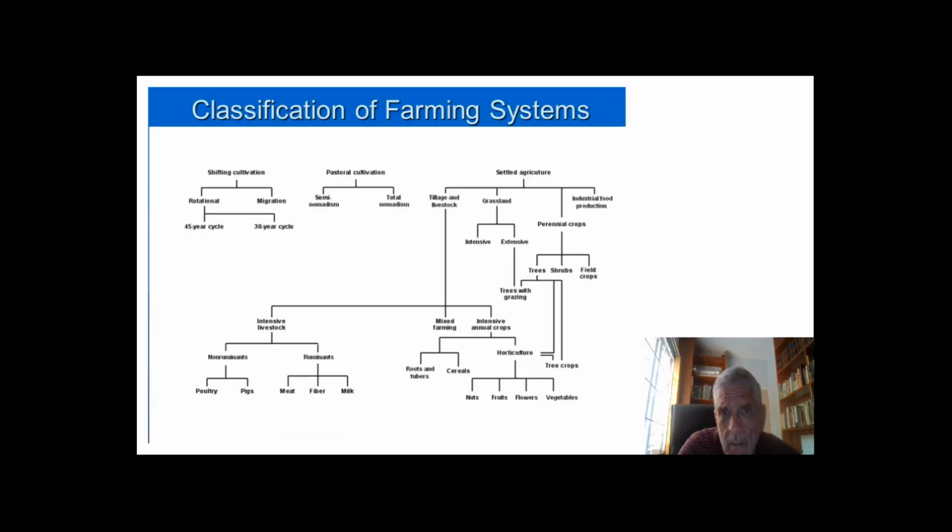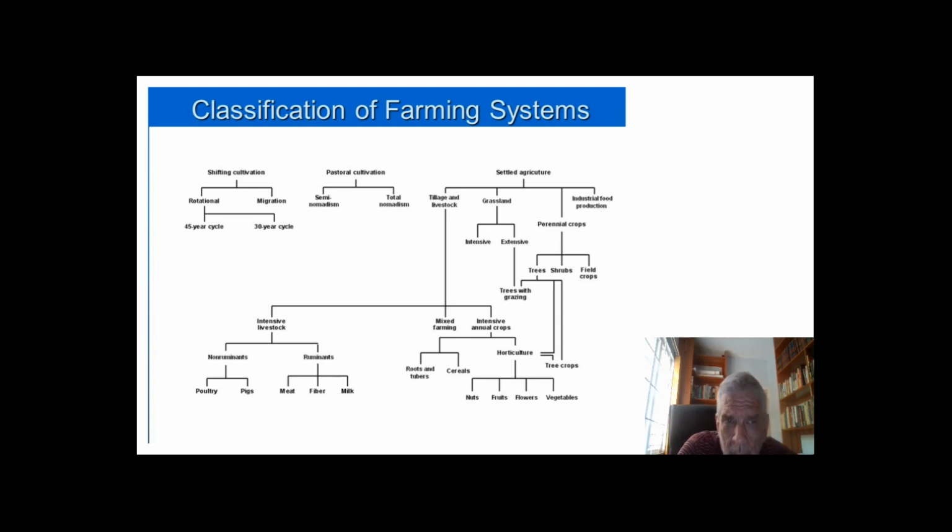So, what types of farming systems do we have? Well, we have shifting cultivation, where we move from one place to another. And this can be either rotational, where we return to the same spot eventually, or migrational, where we just move around randomly.